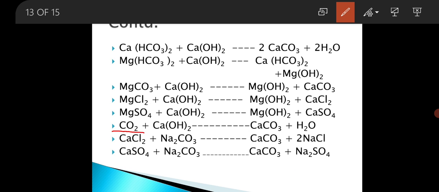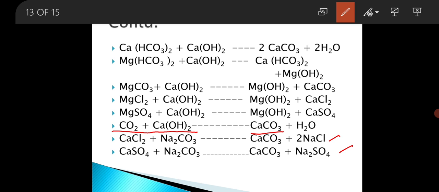This one is the carbon dioxide. When it reacts with lime, it will form CaCO3. So this carbon dioxide can also be removed. These are the sodium salts which are formed in this method; they are soluble in water, and these are not generally objectionable.